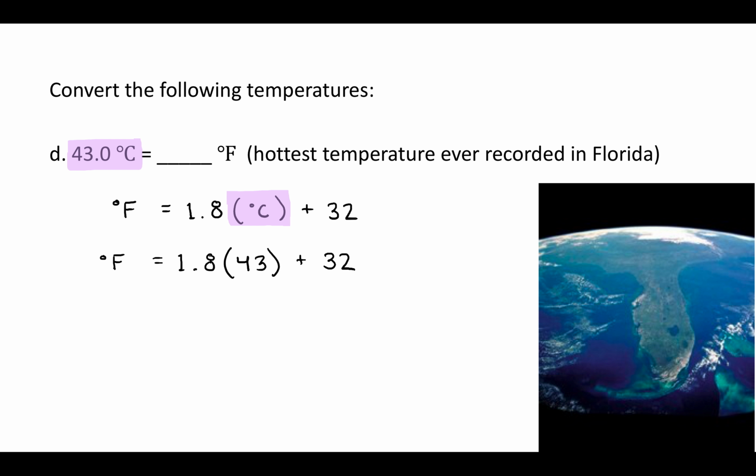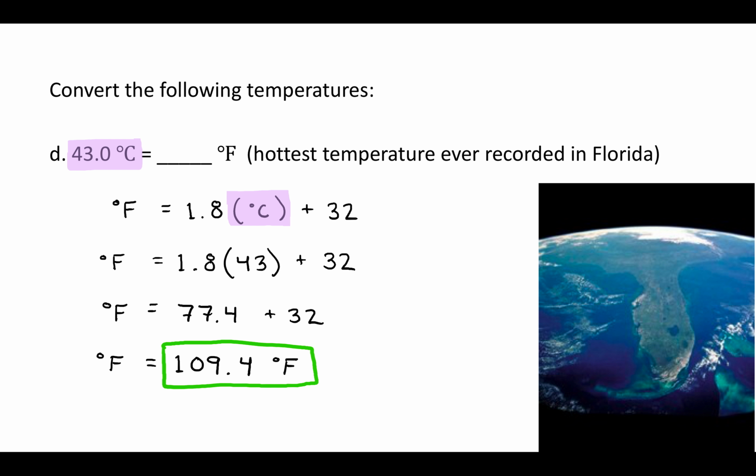So do the multiplication first. 1.8 times 43. That should give you 77.4. And now you can add the 32. When you do that, you'll get that the degrees Fahrenheit equals 109.4 degrees Fahrenheit. That is the hottest temperature ever recorded in Florida.